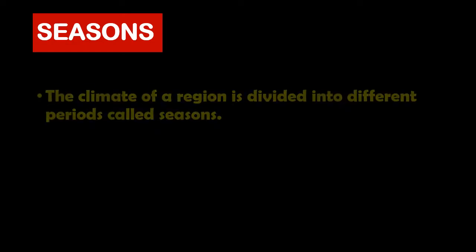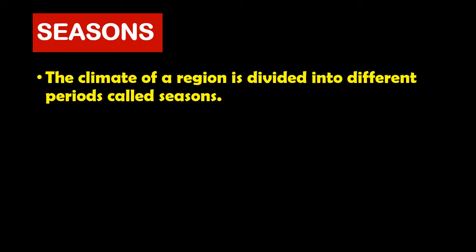Okay kids, let's talk about the seasons. In most parts of Pakistan, we have a warm climate. High up on the mountains of the north, it is mostly cloudy throughout the year, while in the south, it is generally warm all the year. The climate of a place is divided into different periods called seasons. So, what are seasons? The climate of an area is divided into different short periods known as seasons.